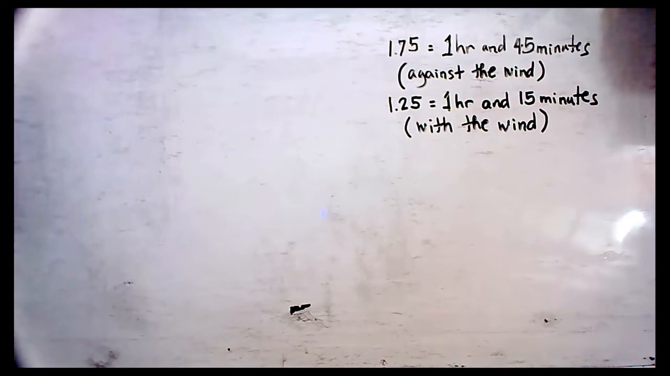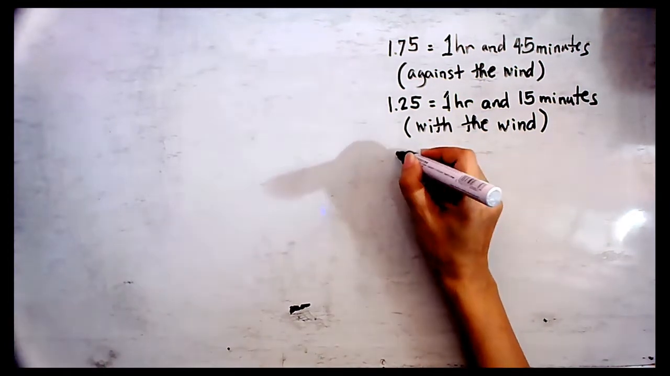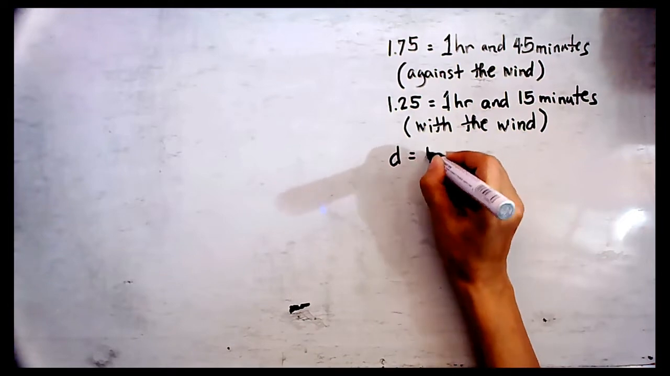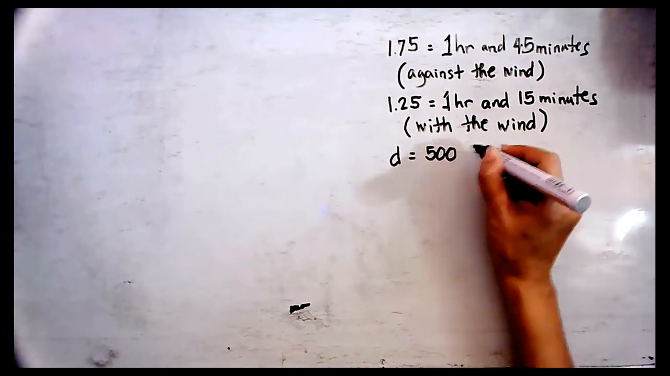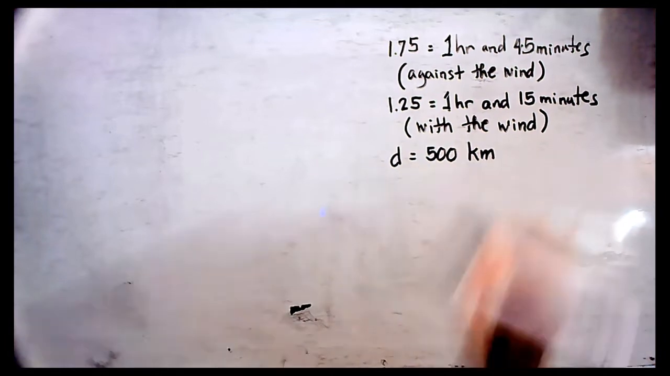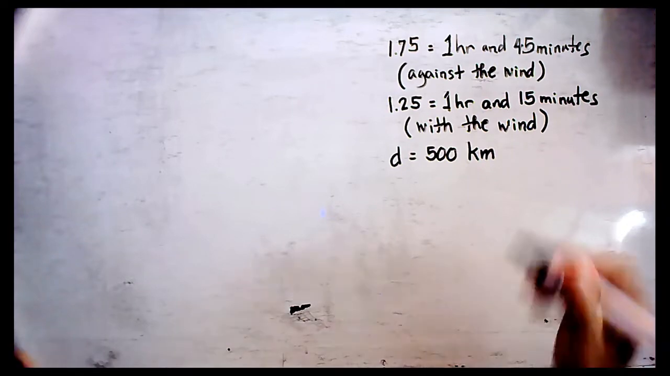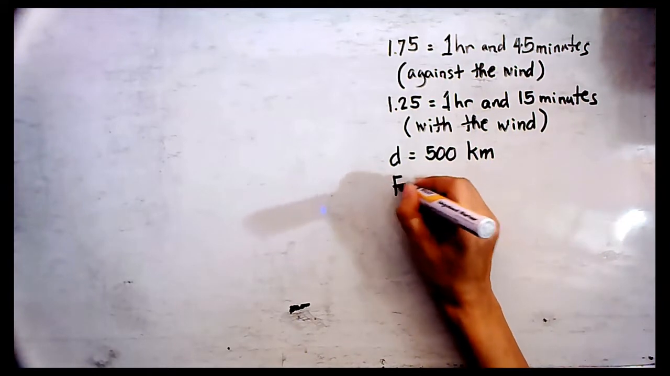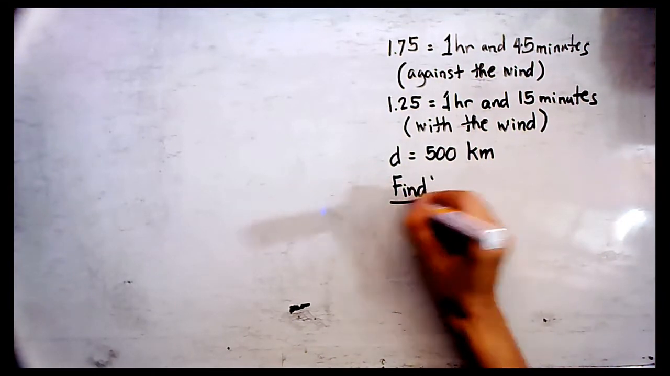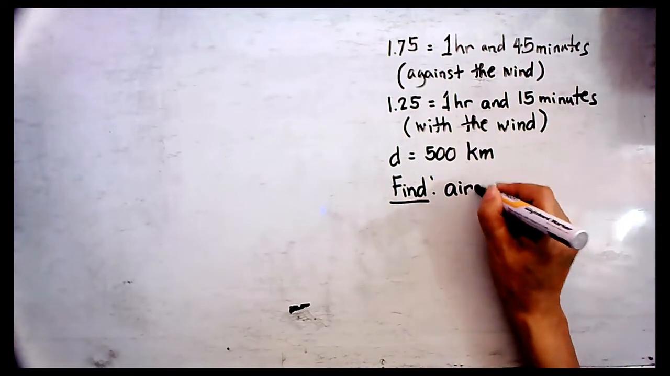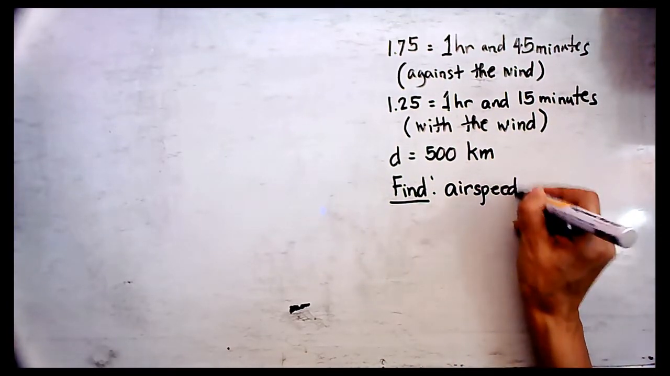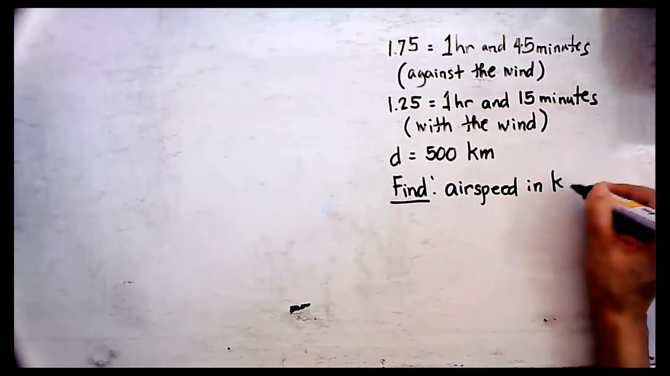So the question here is, the distance that will be covered is about 500 kilometers according to the problem. And the same distance will be covered back and forth, against the wind and with the wind direction. So the question here is, we are going to find the air speed in kilometers per hour.